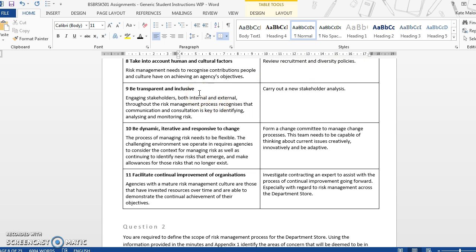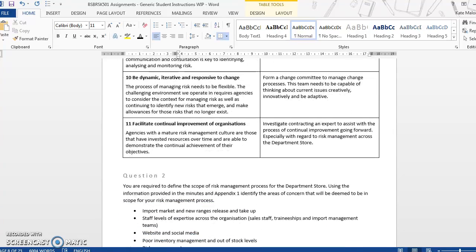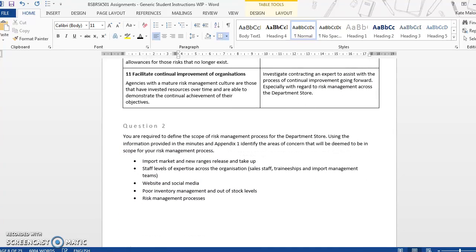9, be transparent and inclusive. We need to carry out a new stakeholder analysis, as the other one is out of date. 10, be dynamic, iterative and responsive to change. So we need to form a change committee to manage the change process. And 11, facilitate continual improvement of organisations. So we need to investigate maybe contracting an expert to assist with this process going forward. So that's how that one all aligns.